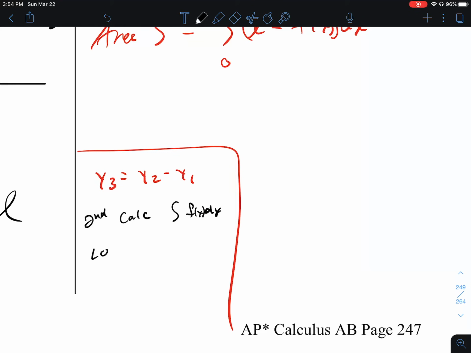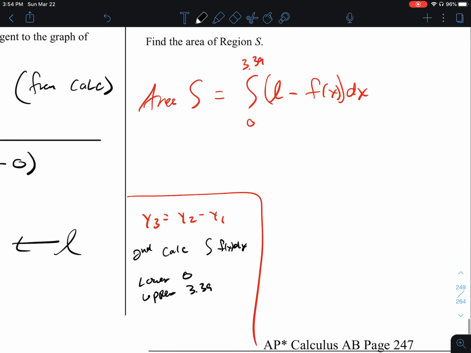And then the lower bound is 0, and the upper bound is 3.39. You should get about 6.982. You don't have to put square units on these things, even though there is an area, unless the directions specifically say, put the proper units.